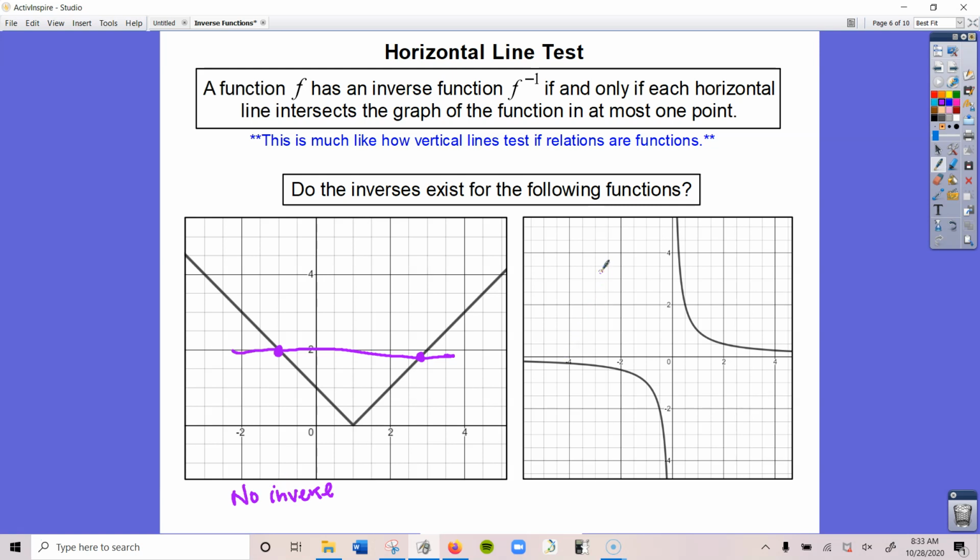If I were to draw a horizontal line anywhere along this graph, it only goes through 1 point, meaning that its inverse is a function.